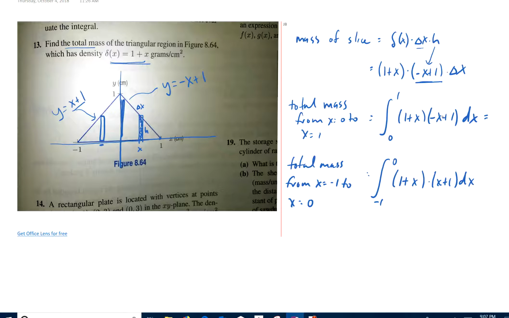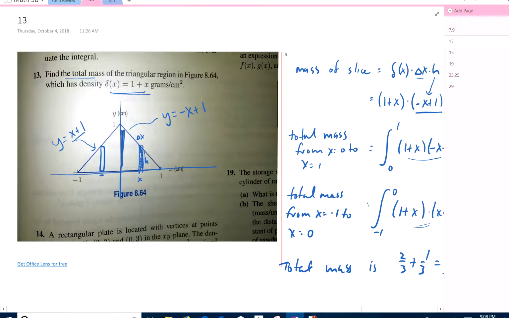So if you do the first one, you multiply this out and then just do the integral, you should get 2/3. If you multiply this out, you will get 1/3. So the total mass is 2/3 plus 1/3 is 1 gram. Alright. Okay, so just to recap, we want to find the mass of each slice, and then we integrate it to add them all up. And I have to do two integrals because I've got two different functions that represent the height.